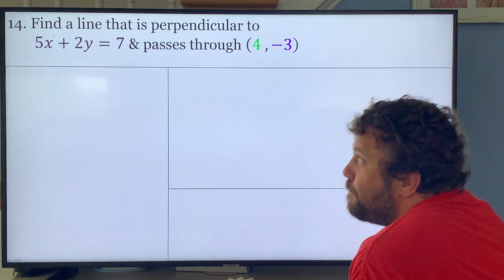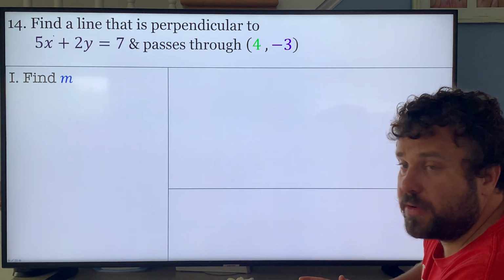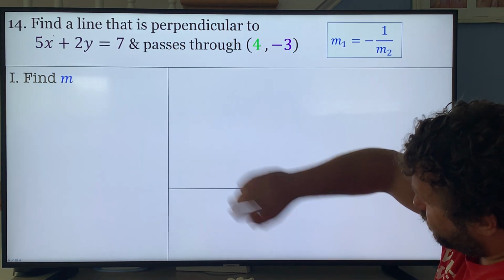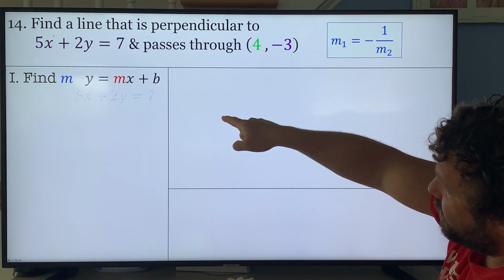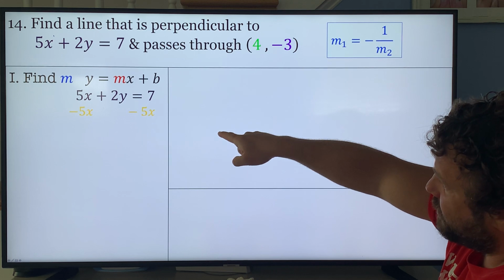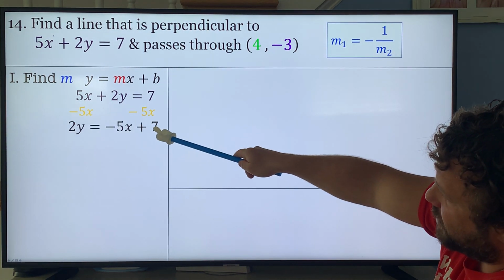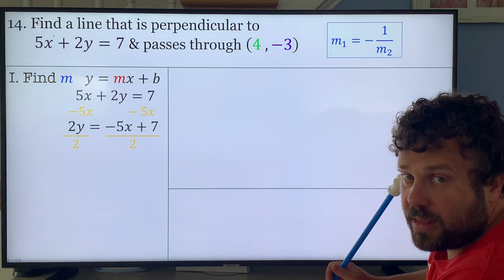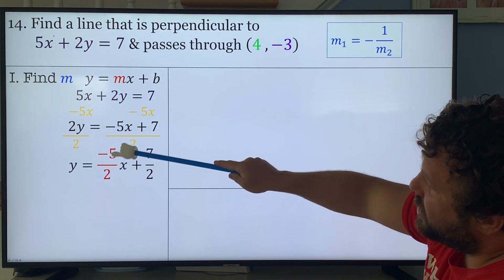Let's see if you got it. All right. Steps you should have followed, the same ones we just followed for number 13. Find m. So you're going to isolate y by itself. We want the negative reciprocal of whatever this m is. 5x plus 2y equals 7. Subtract 5x from both sides, right? 2y equals -5x plus 7. To get y by itself, we divide everything on the right and the left by 2. -5/2 x plus 7 over 2.